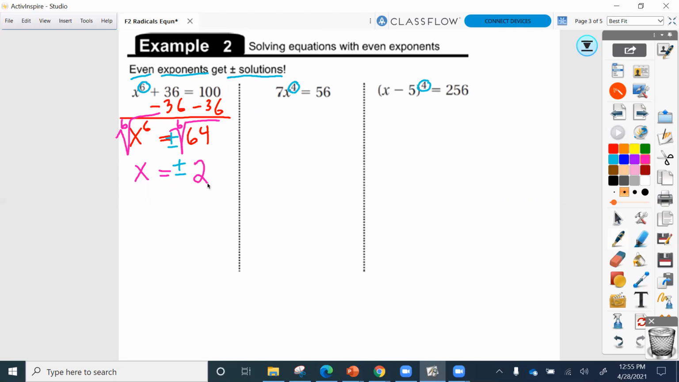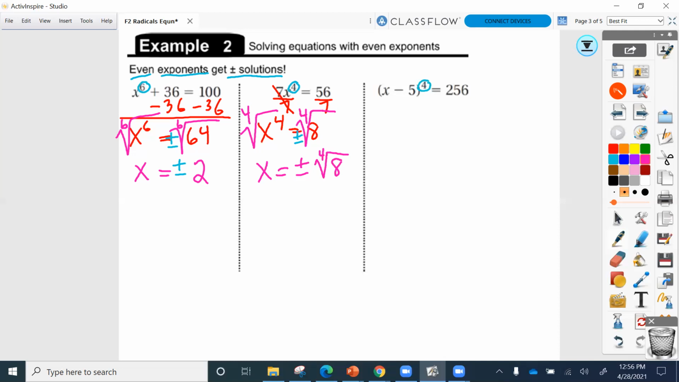All right, let's try this one. Let's see. The first step to getting x to the fourth by itself is to divide by 7. So 56 divided by 7 is 8. So we get x to the fourth is equal to 8. So from here, we're going to take the fourth root of both sides. And we also have to add in plus or minus. So x is going to be equal to plus or minus the fourth root of 8.